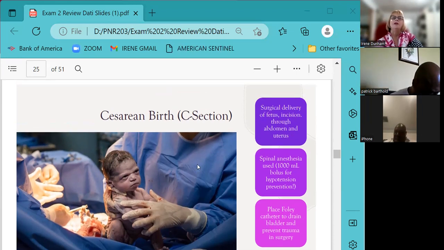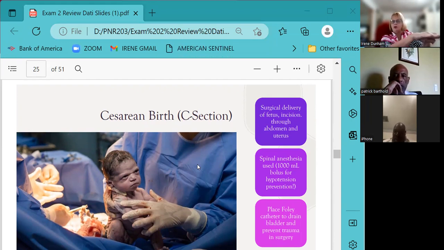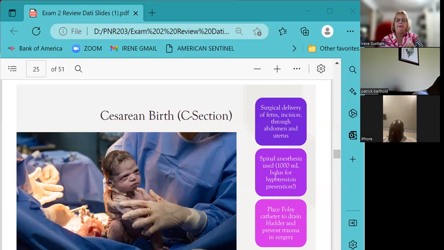All right. So what is cesarean birth? It is the surgical delivery of the baby. We do an incision through the skin and then through the uterus. And we give spinal anesthesia. Even with a spinal, we're going to give them a bolus of 1,000 mLs of Lactated Ringer's, because we want to prevent hypotension. And of course, when you do a cesarean, you always have to have a Foley catheter. And listen up, folks. I've seen this before. You'll see it again.